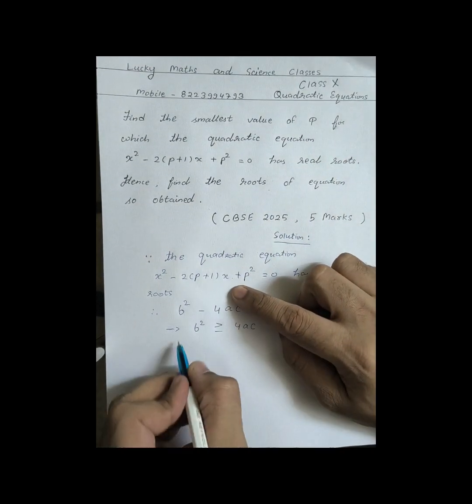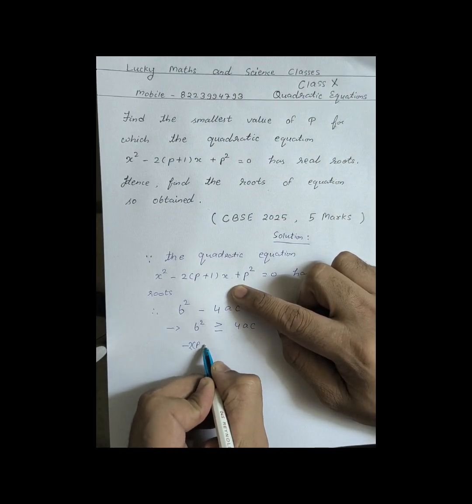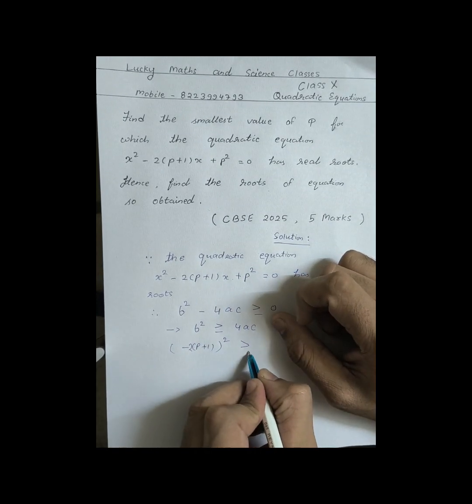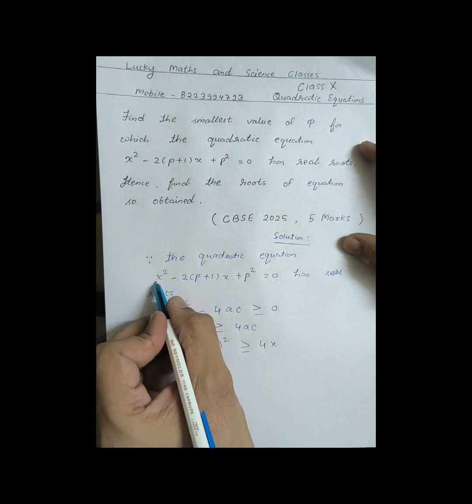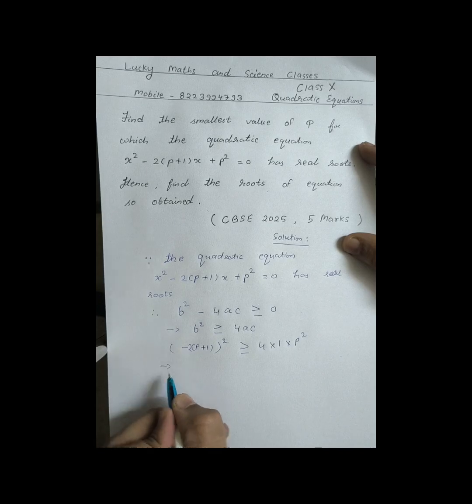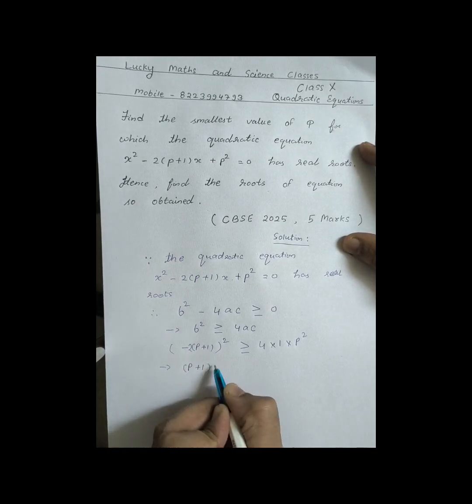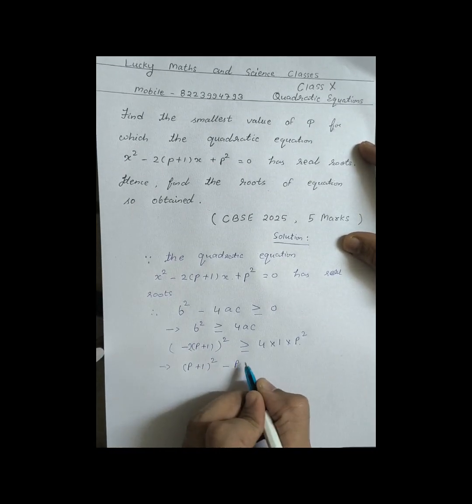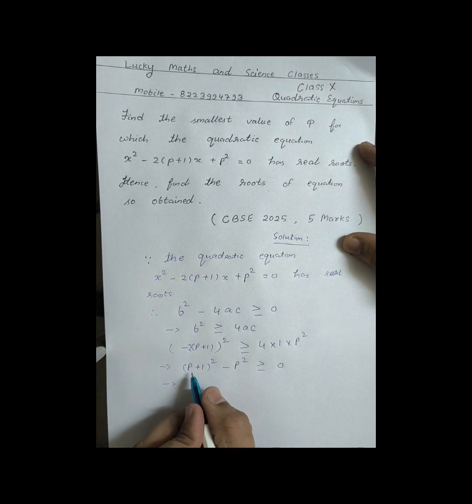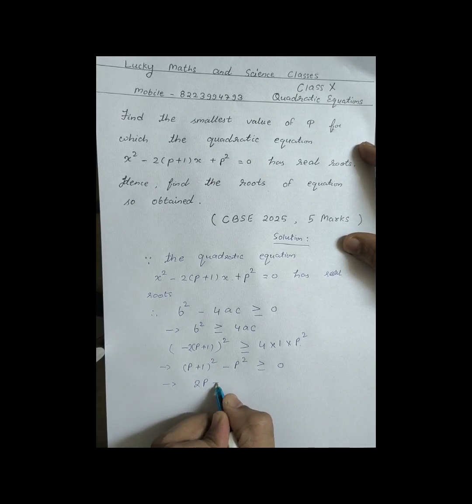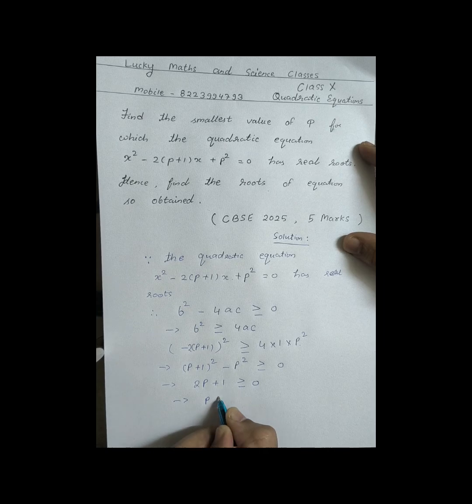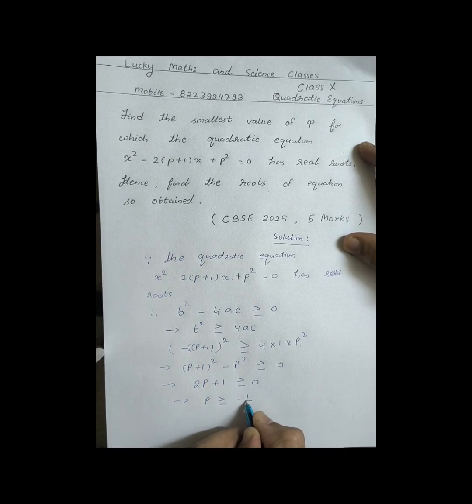Now what is b here? Minus 2(p plus 1). Square, b square is more than or equal to 4 times value of a, 1, value of c, p square. Now on solving, can we say (p plus 1) whole square minus p square is more than or equal to 0? (P plus 1 plus p), that is 2p plus 1 is more than or equal to 0. We will get value of p is more than or equal to minus half.